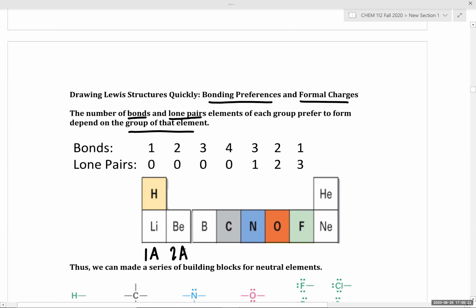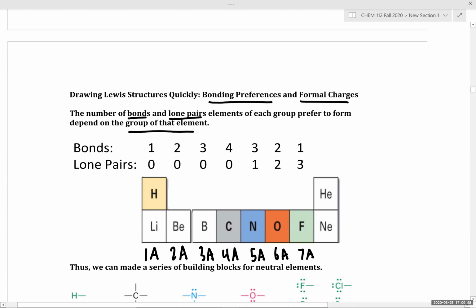A 2A element prefers to form 2 bonds. A 3A element prefers to form 3 bonds. A 4A element prefers to form 4 bonds. When you move to a 5A element, it prefers to form 3 bonds and 1 lone pair. A 6A element prefers to form 2 bonds with 2 lone pairs, and a 7A element prefers to form 1 bond with 3 lone pairs.